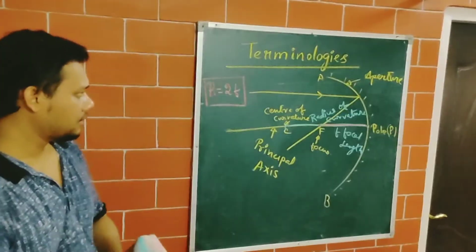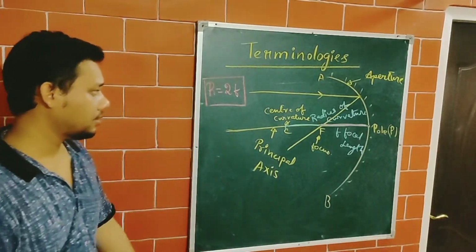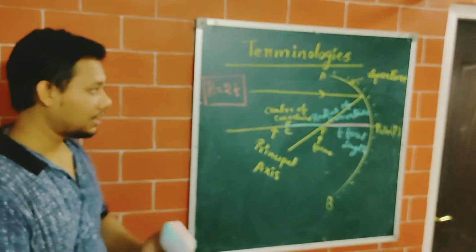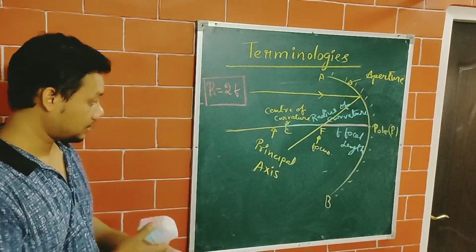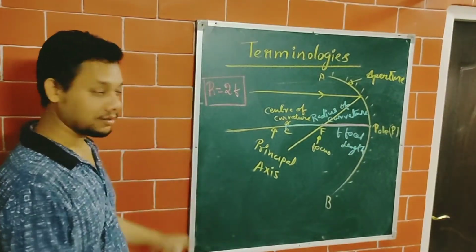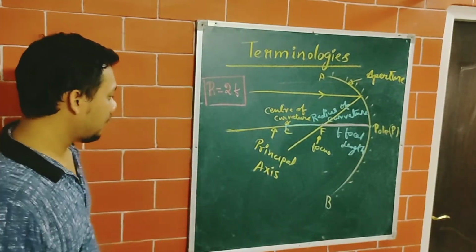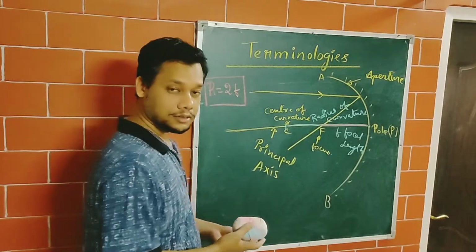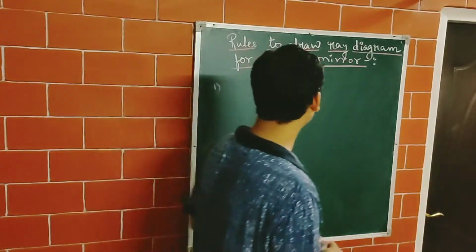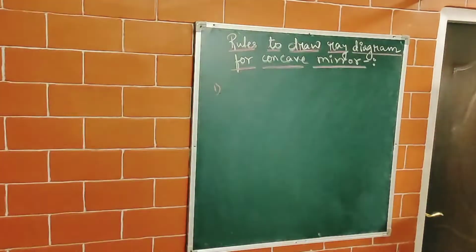So radius of curvature is equal to twice the focal length. So these are the basic terminologies that we must know before learning ray diagram. So please, you have to concentrate on this. These are very important. Okay, moving to the next topic. So there are some rules to draw ray diagram for concave mirror.